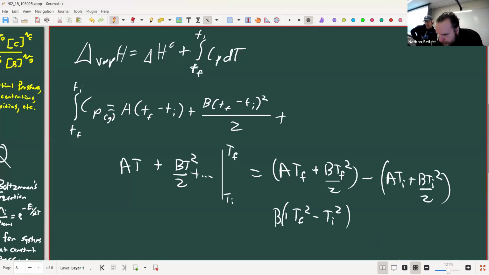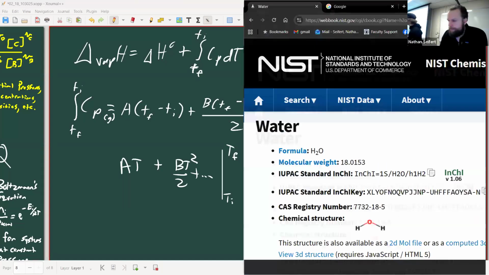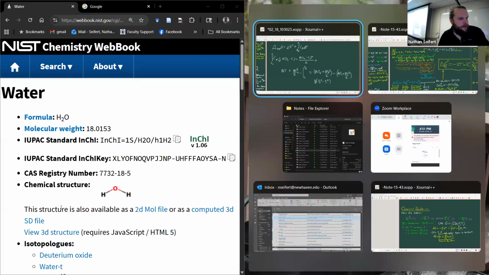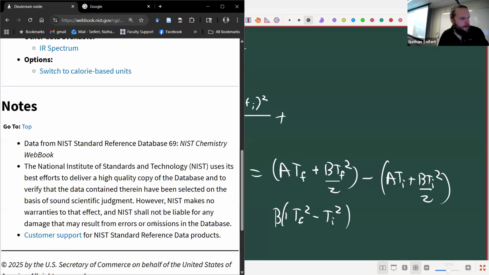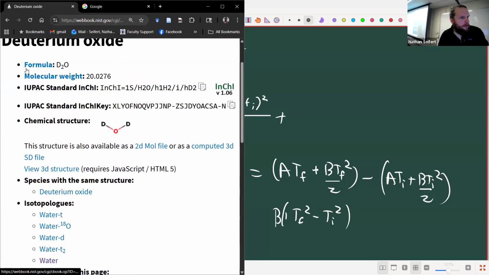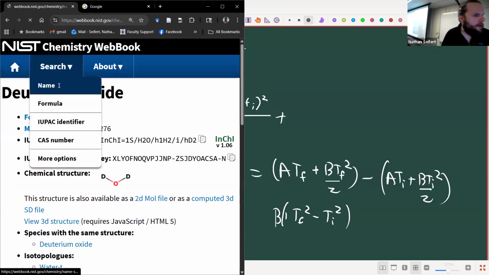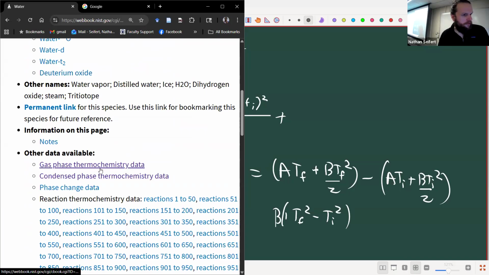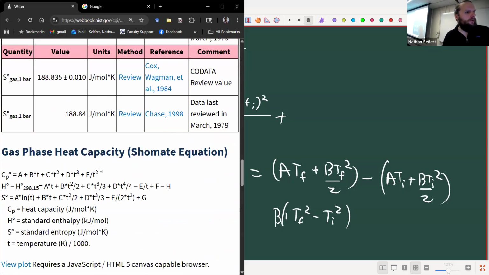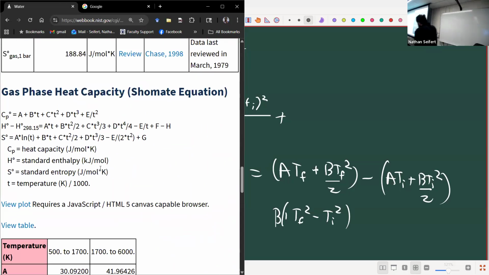Let me show you a little hint with the NIST stuff that actually saves you time. It's the exact same thing that you're doing right here. They've just done it for you already. Sorry, this is the wrong molecule. This is deuterium oxide. Oh, they don't have as much data. So if you go down to the equation, show me an equation.